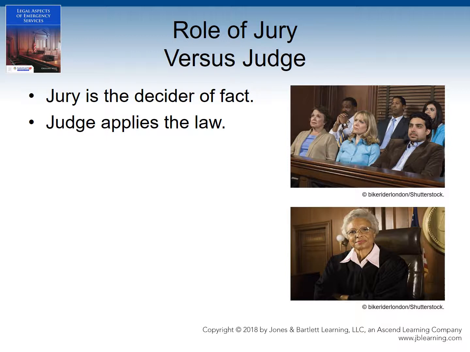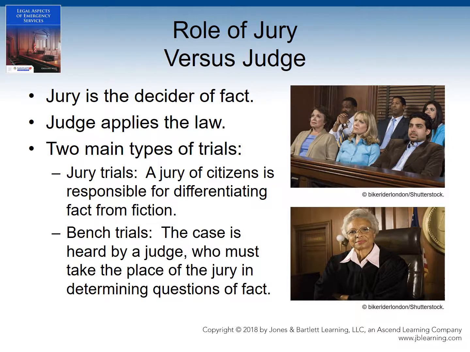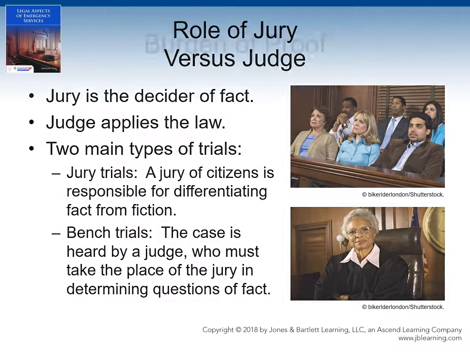With that being said, there are two different kinds of trials that can occur in a civil case. The first is a jury trial in which a jury of citizens is responsible for differentiating fact from fiction. In some cases, however, the case is heard in what is known as a bench trial, in which the judge must not only apply the law to the facts of the case, but must also take the place of the jury to determine just what those facts are. Again, the different roles of a judge and jury at trial are important to understand when evaluating whether or not a case can be appealed.